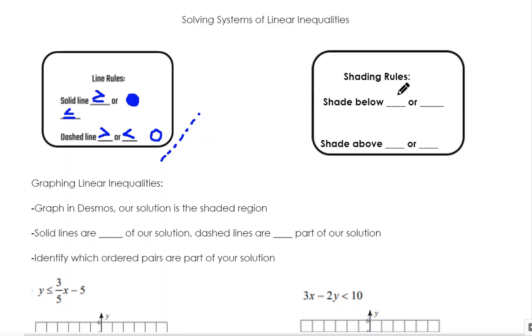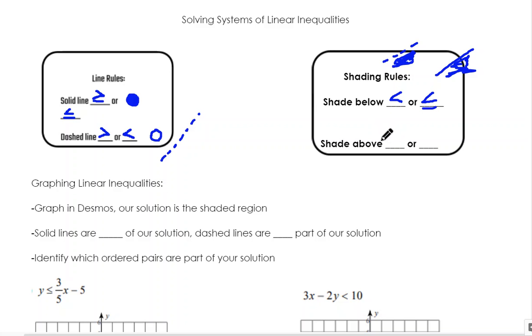Okay? Something else you might need to know is we have to shade below our line or above our line. If we're shading below our line, it's going to be less than or equal to. So like this one, less than would have a dash line, and then we would shade everything below it. Less than or equal to would have a solid line, and then we would shade everything below it, just like color it in below it.